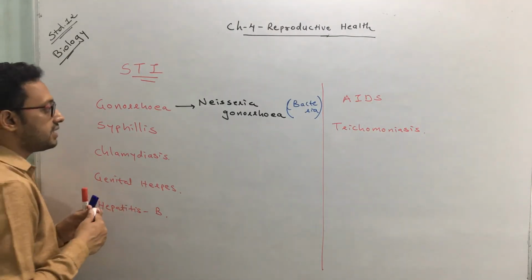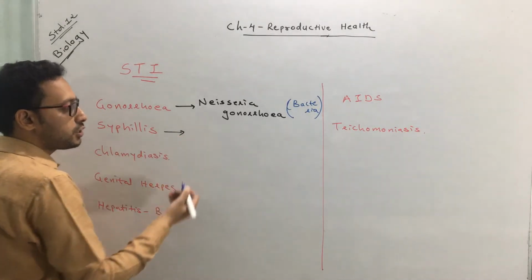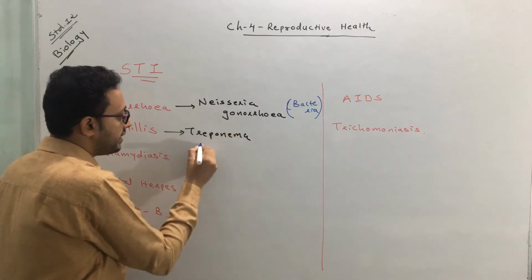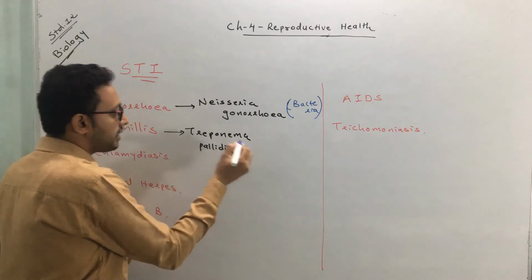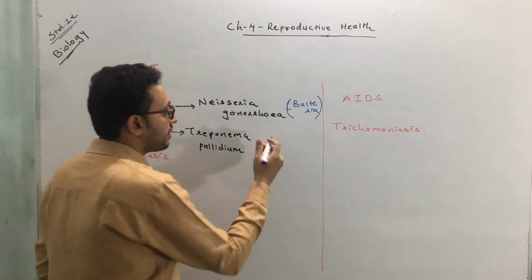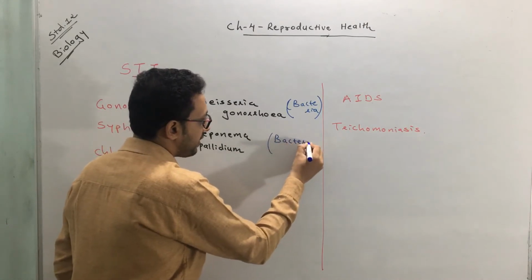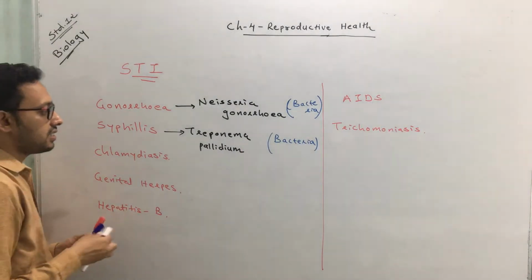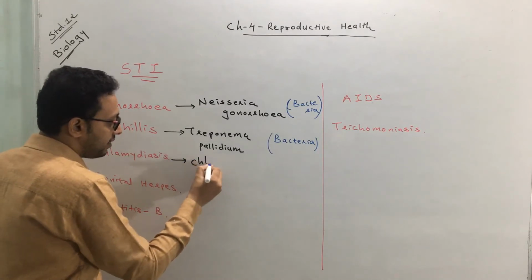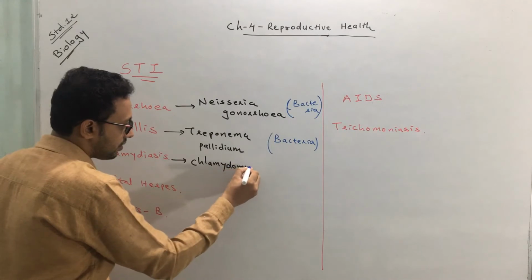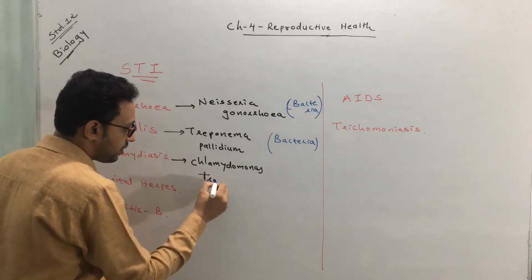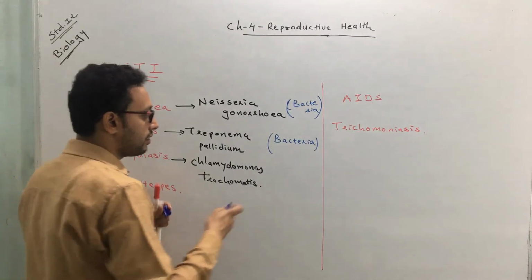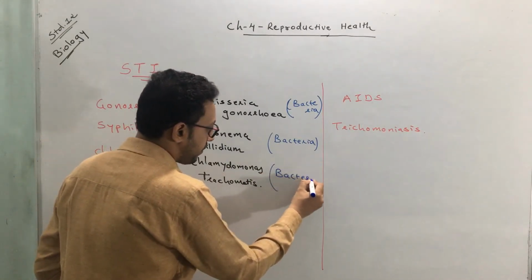Now syphilis. Syphilis is caused by a bacteria, specifically a spirochete. What is the name of this spirochete? It's caused by Treponema pallidum. These are all biological names, and this is also a bacteria. Next is chlamydiasis. Chlamydiasis is caused by Chlamydia trachomatis, with a small t. It is again a bacteria by which this disease is transmitted.